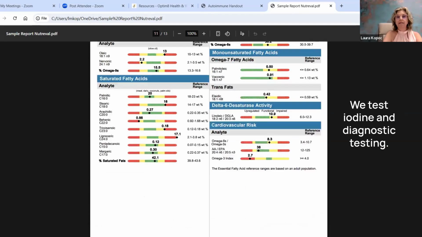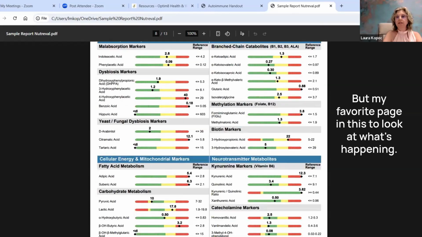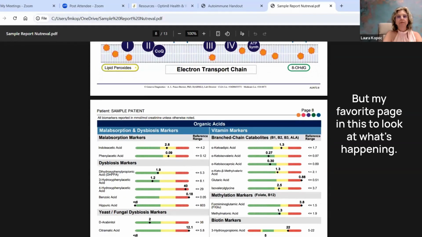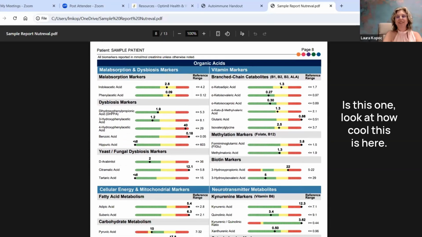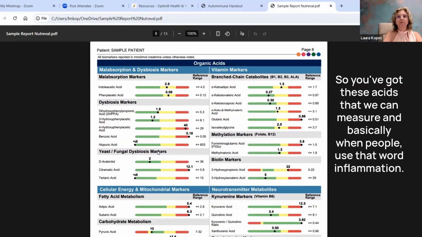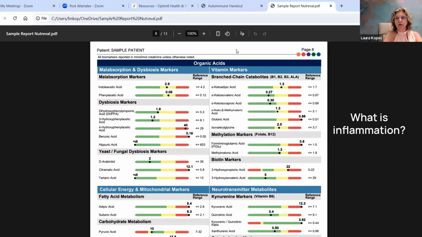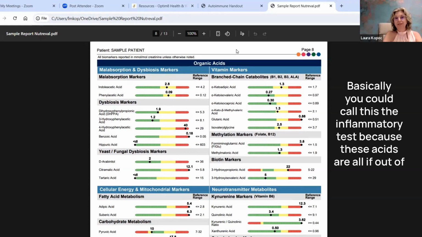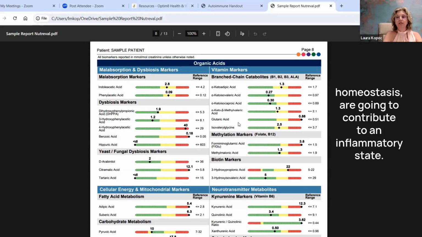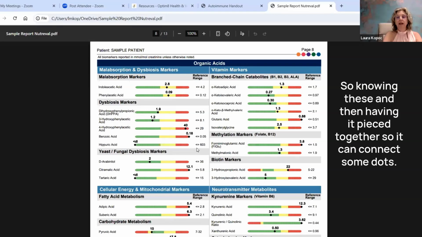We test iodine in diagnostic testing, but my favorite page in this to look at what's happening in your gut is this one. Look at how cool this is here. So you've got these acids that we can measure. And basically, when people use that word inflammation, what is inflammation? How can we measure it? Basically, you could call this the inflammatory test because these acids, if out of homeostasis, are going to contribute to an inflammatory state. So knowing these and then having it pieced together so it can connect some dots.